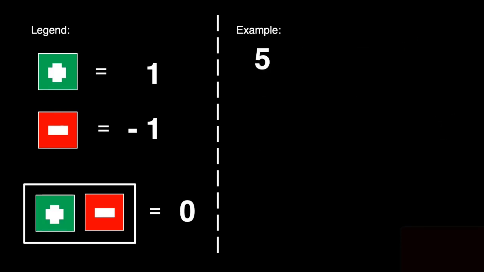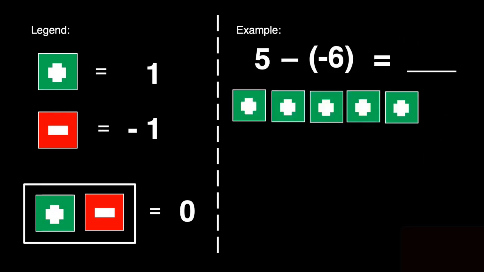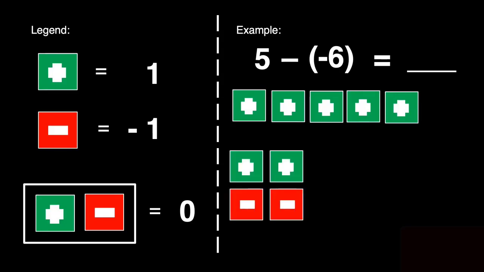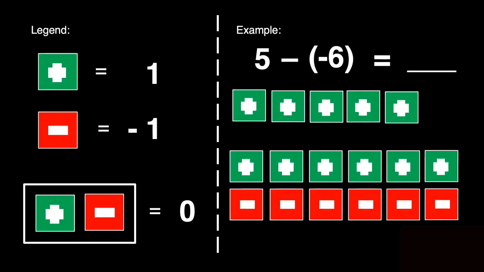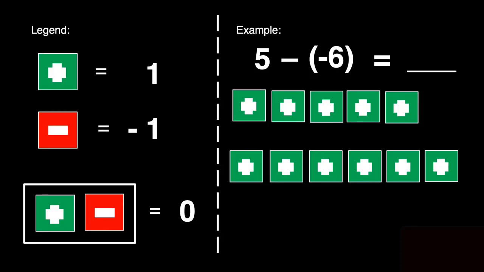5 minus negative 6. We will have 5 green tiles represent 5 and 6 zero pairs. Minus negative 6 means eliminating 6 red tiles from the pairs, resulting in 11 green tiles equivalent to positive 11.